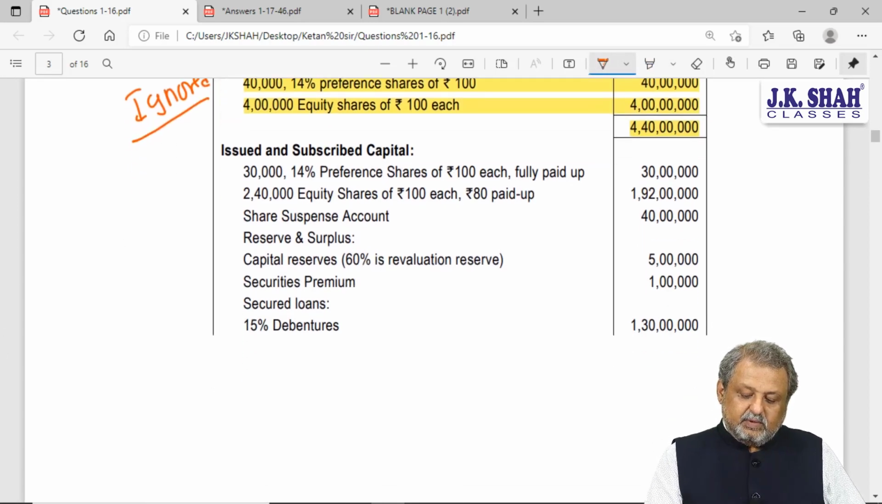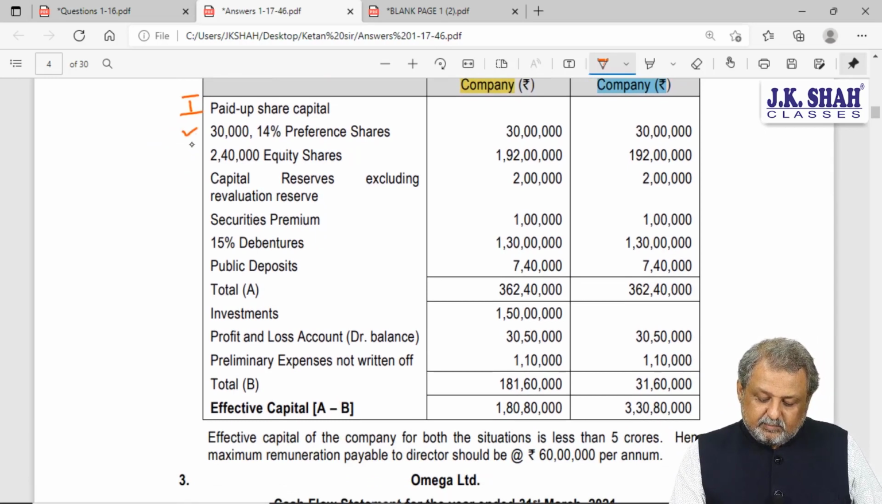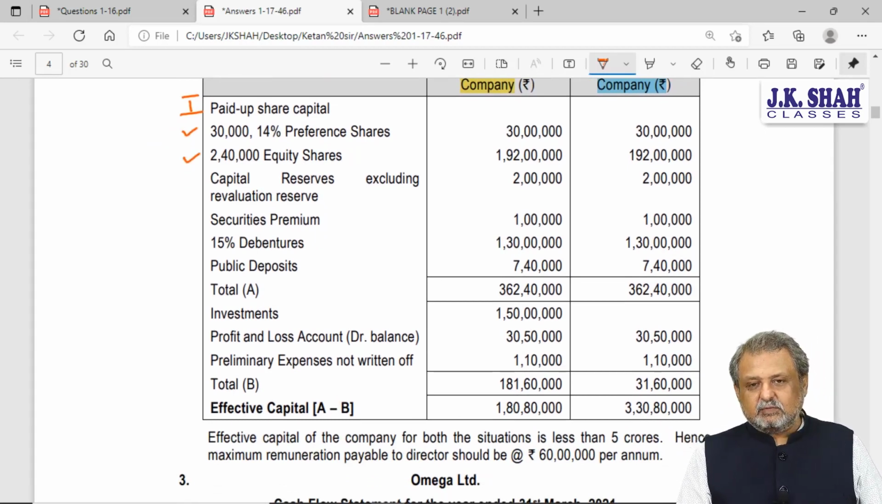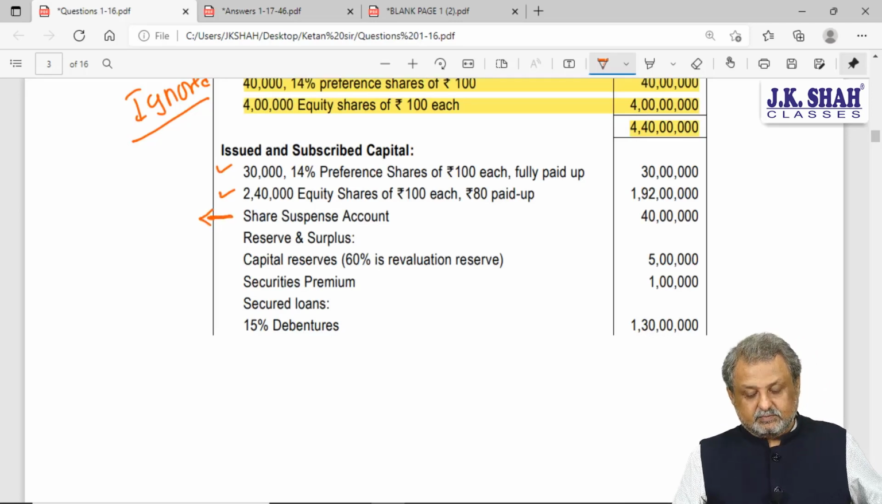Take the paid up capital. Preference share capital, equity share capital. So, preference share capital, equity share capital, whether investment or non-investment, amount will remain same. Then the next is share suspense. Now what is this suspense? We don't know. We will have to wait whether to include or not.